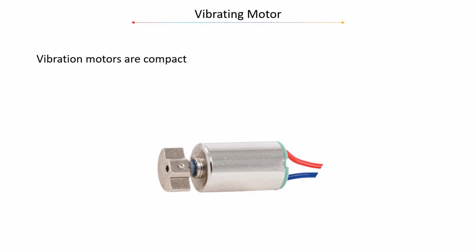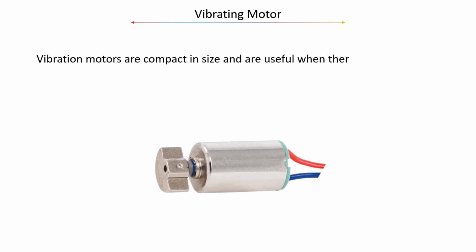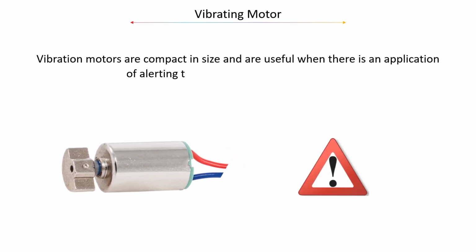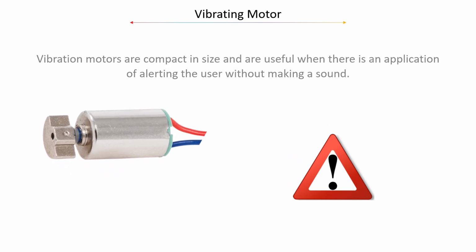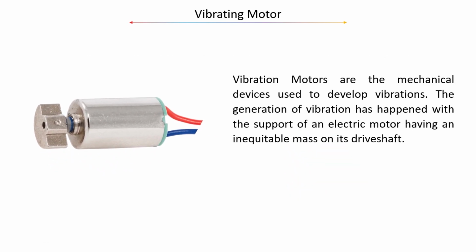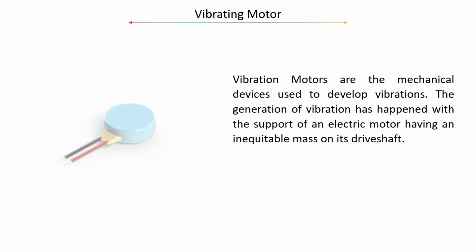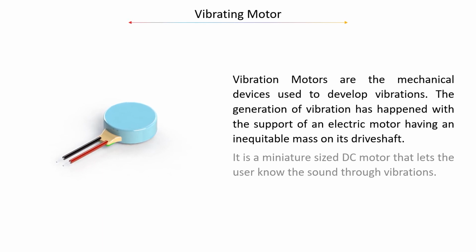Vibrating motor. Vibration motors are compact in size and are useful when there is an application of alerting the user without making a sound. Vibration motors are mechanical devices used to develop vibrations. The generation of vibration happens with the support of an electric motor having an inequitable mass on its driver shaft. It is a miniature-sized DC motor that lets the user know through vibrations.